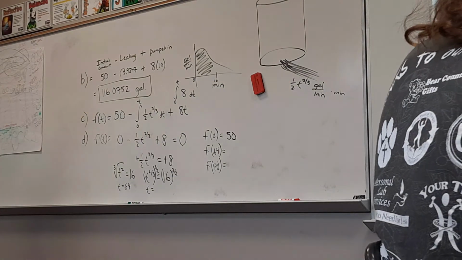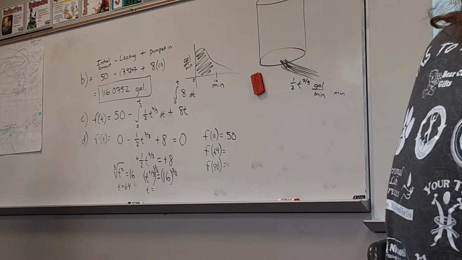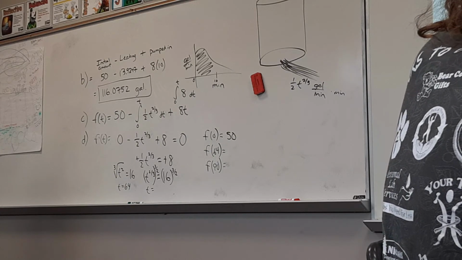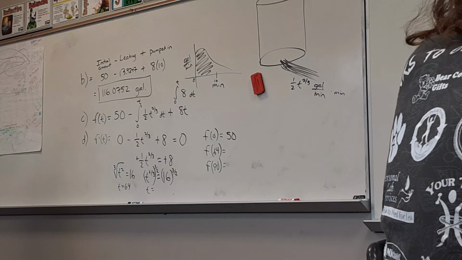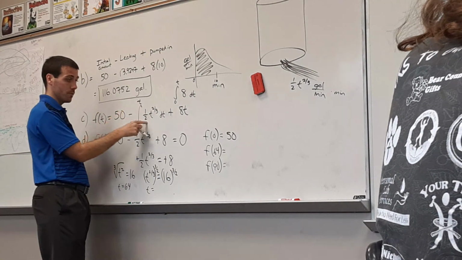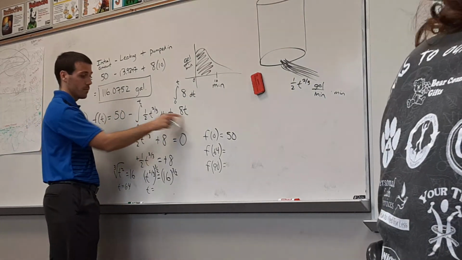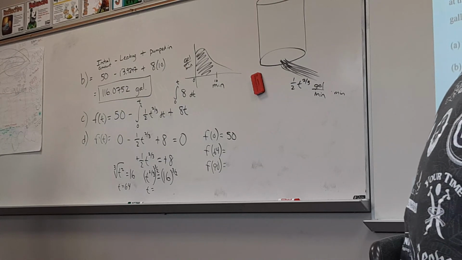50 gallons anyway. If I plug in 64, it's not fun. Again, you have a calculator, so you would use that. That's a great tool. So you would do the definite integral from 0 to 64 of this function, and then plug in 8 times 64 with 50. So you get some number there. What did you get?